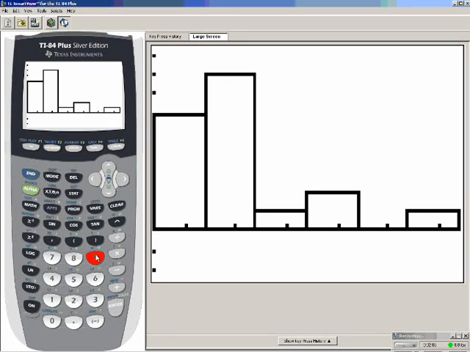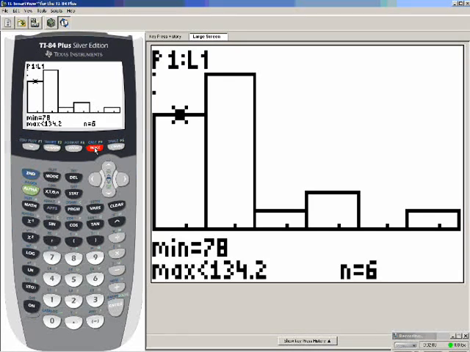As you hit the trace key and you go along the histogram here, you see that it has chosen the class intervals for you. Minimum value is 78, going up to 134.2. Tells you that there are 6 data points that fell within that range. Next class width, 134.2 to 190.4, tells you that 8 data points fell in there.